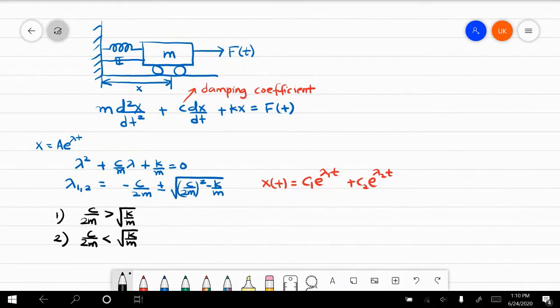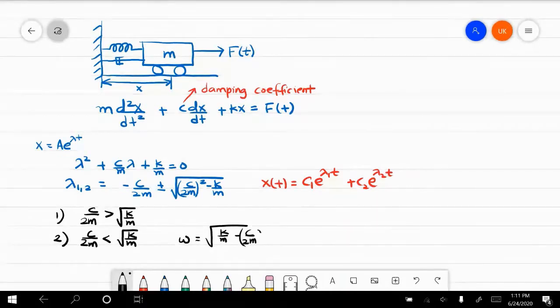and the real part of λ is going to make the amplitude of the oscillation decay with time, whereas the imaginary part will make the motion oscillatory. In this case, the oscillation frequency is equal to square root of k/m − (c/2m)². This is the frequency of oscillation, and the decay of the oscillation amplitude is controlled by the real part of the solution for λ, or in other words, c/2m.